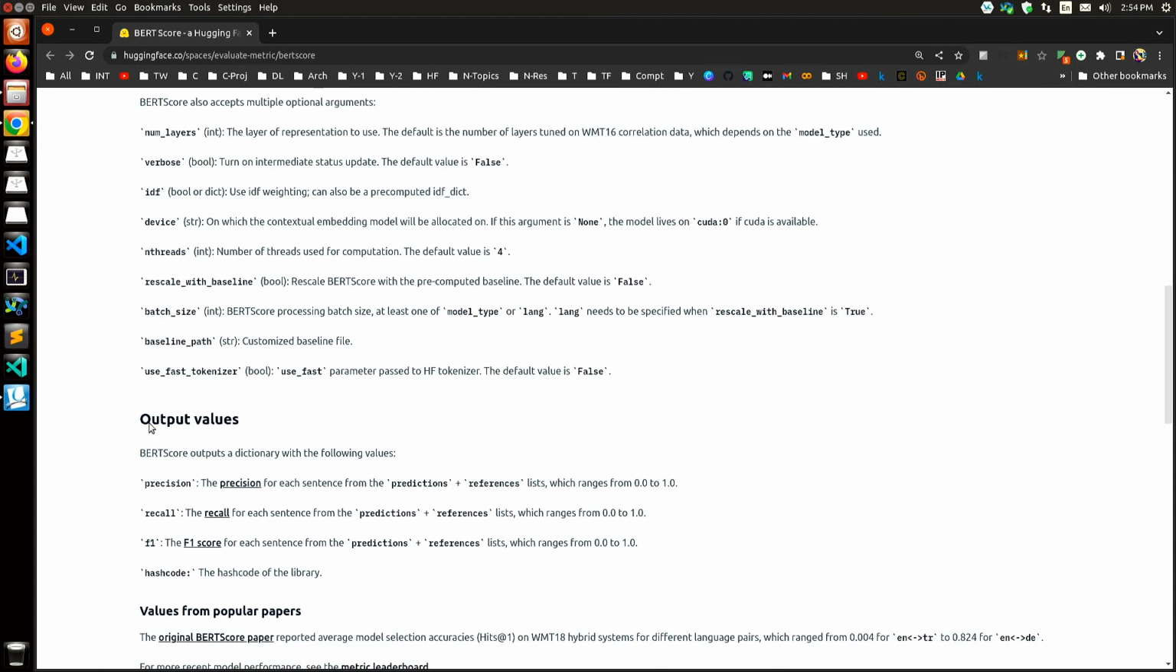BERTScore outputs a dictionary with the following values: precision, the precision for each sentence from the prediction and reference list, which ranges from 0 to 1; then recall for each sentence from the prediction and reference list, which ranges from 0 to 1; and finally the F1 score for each sentence from prediction and reference.